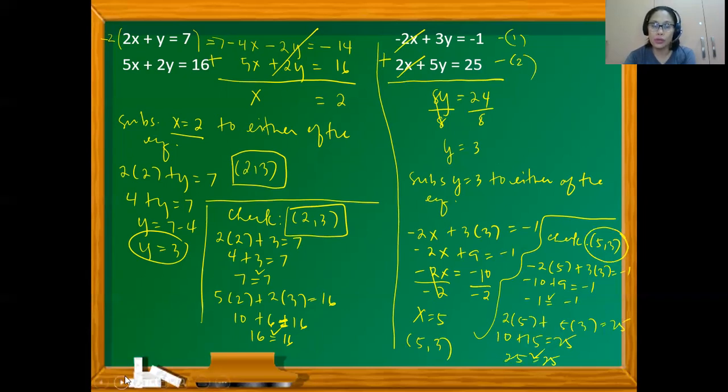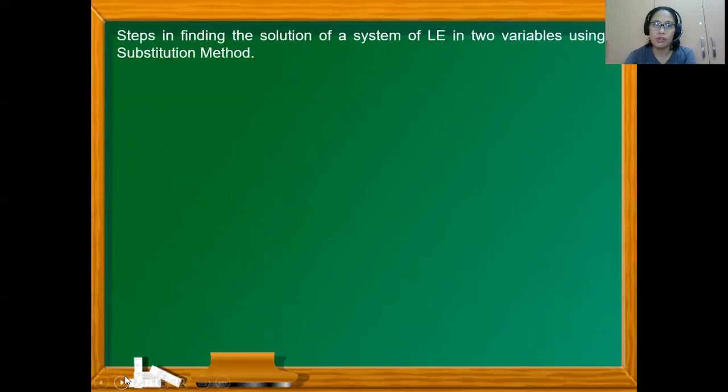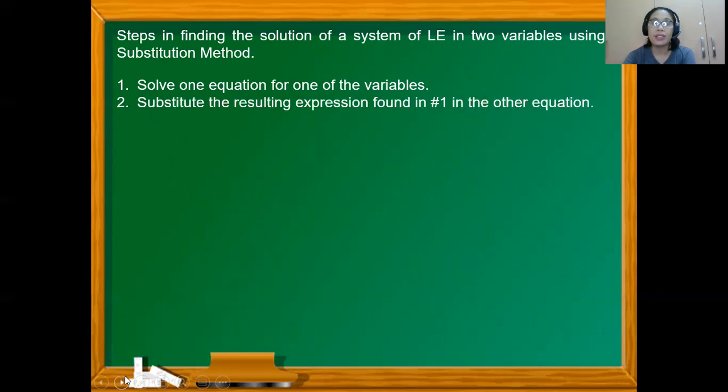This time, I'm going to introduce the substitution method. And these are the steps. One is we have to solve one equation for one of the variables. So we're going to choose in either equation which variable we are going to solve in terms of the other variable. And then we will substitute the result into the other equation.